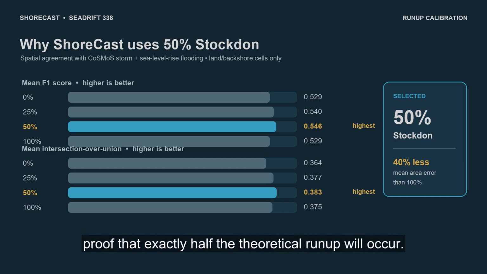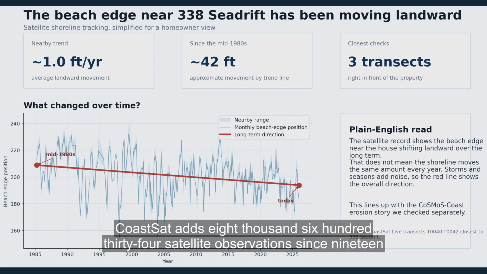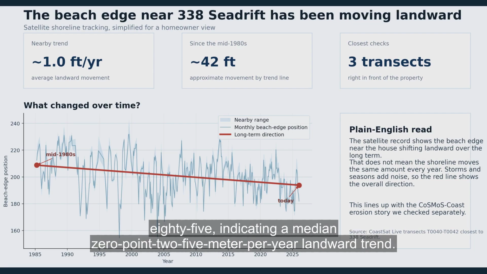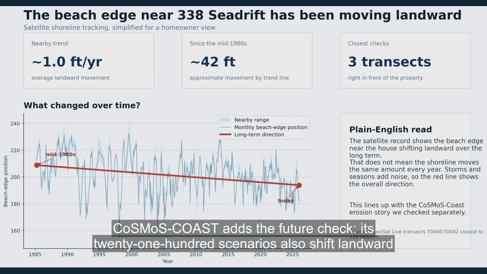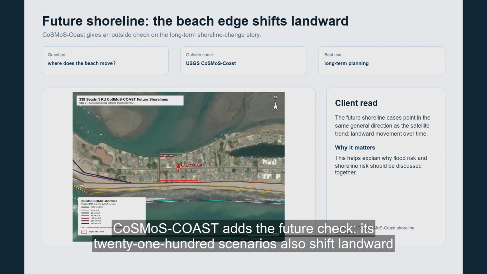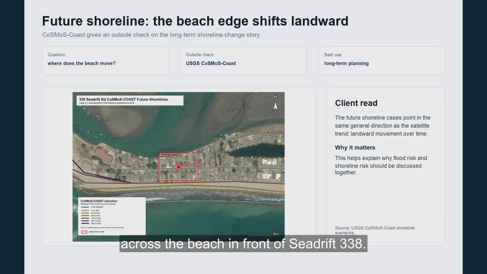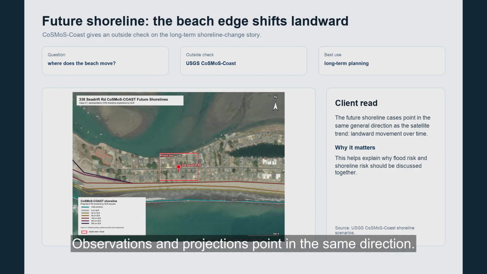CoastSat adds 8,634 satellite observations since 1985, indicating a median 0.25 meter per year landward trend. Cosmos Coast adds the future check. Its 2100 scenarios also shift landward across the beach in front of Seadrift 338. Observations and projections point in the same direction.